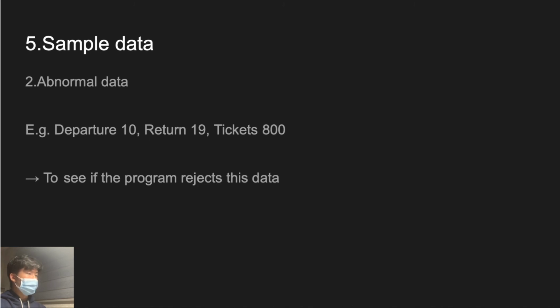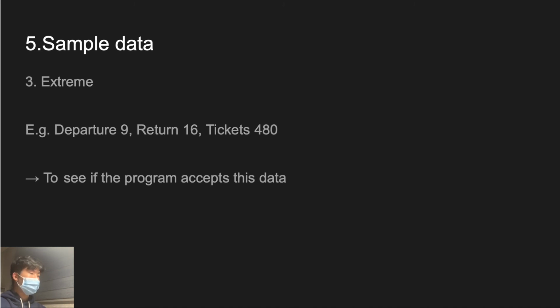Number 3 is extreme data. Extreme data is data that is at the boundary of the available inputs. So departure time 9 and return time 16 and tickets 480 is an example of extreme data. And extreme data is used to see if the program accepts this data. So sometimes you're a bit unsure if the number at the boundary will be accepted or not, and extreme data is used to test this.